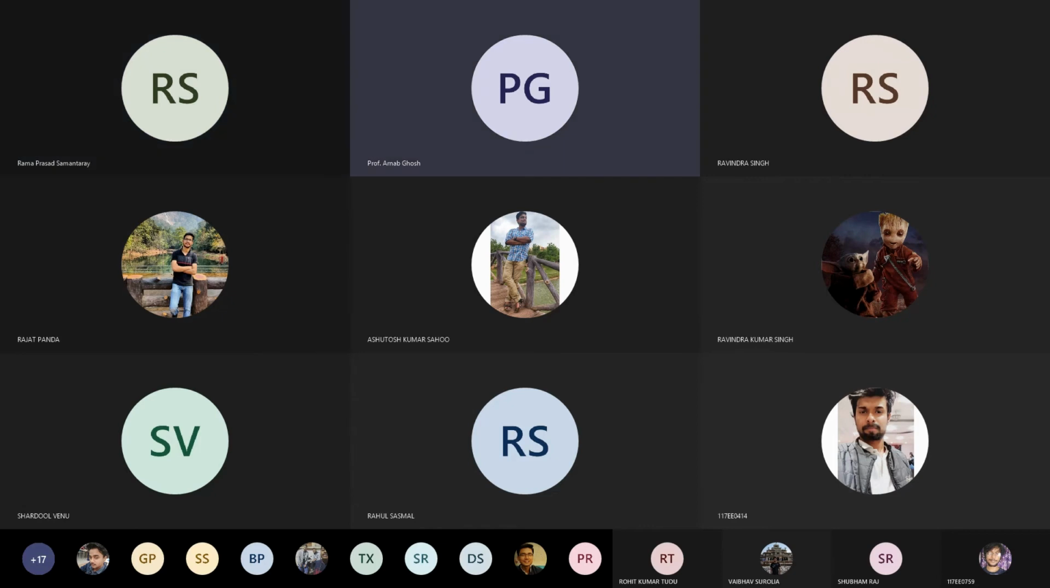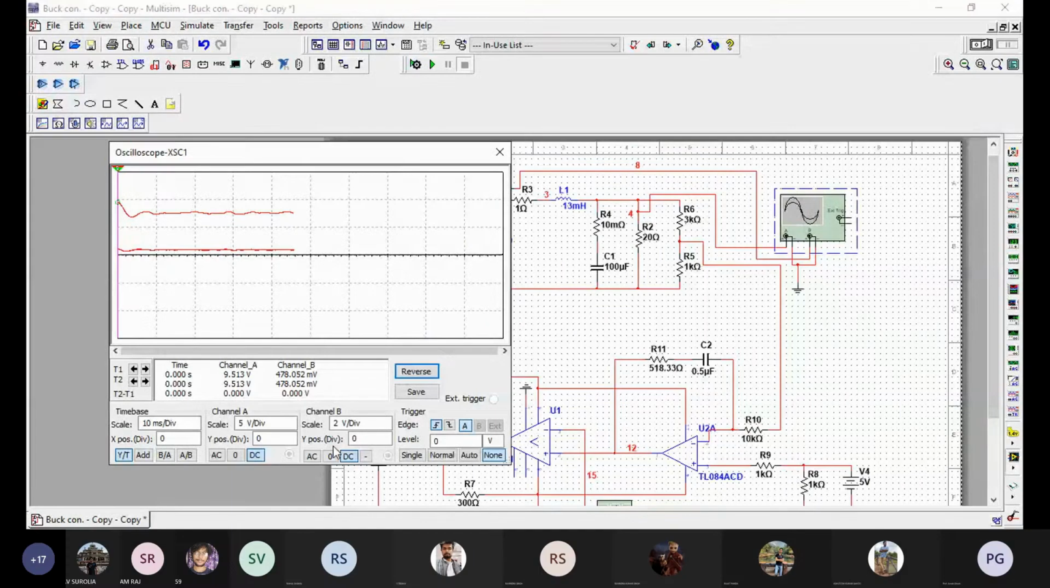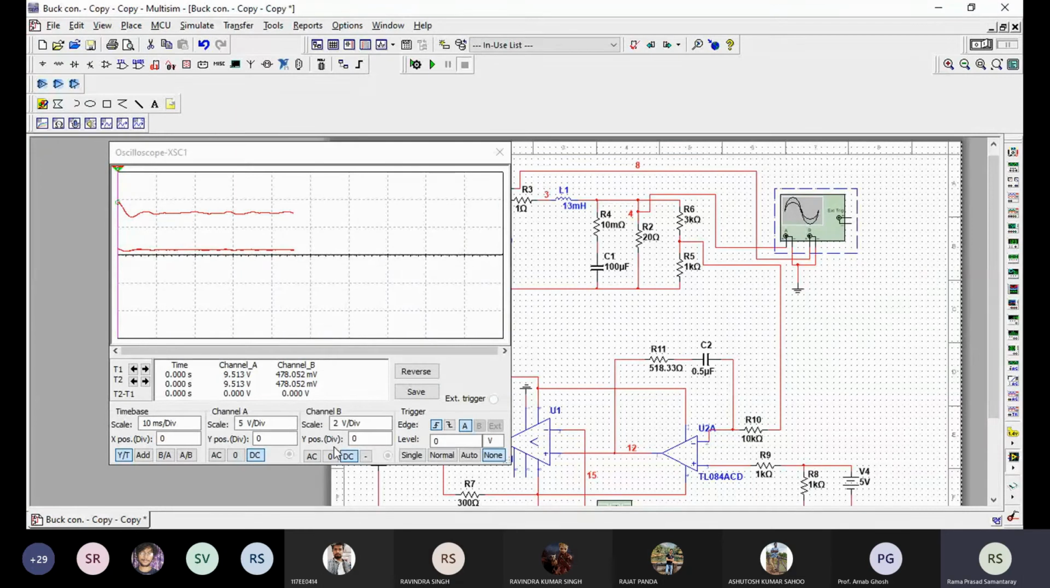Ramaprasad sir, your computer screen is not visible. Oh, one minute. Now is it visible? Yes.